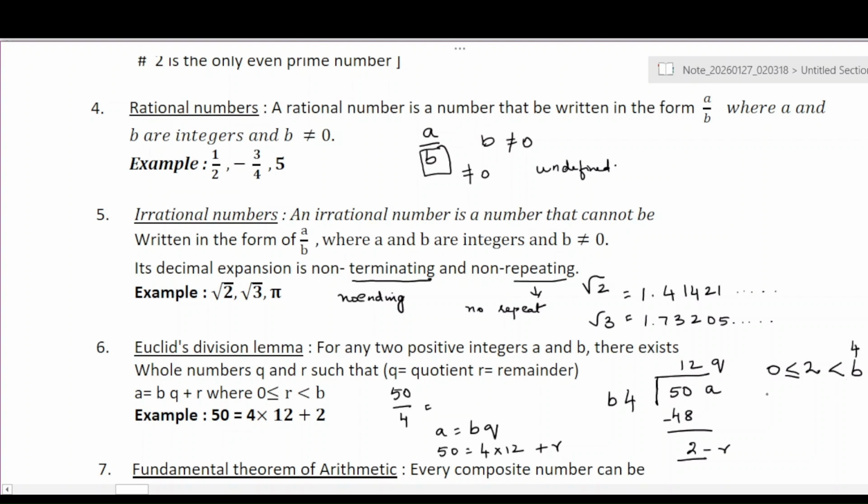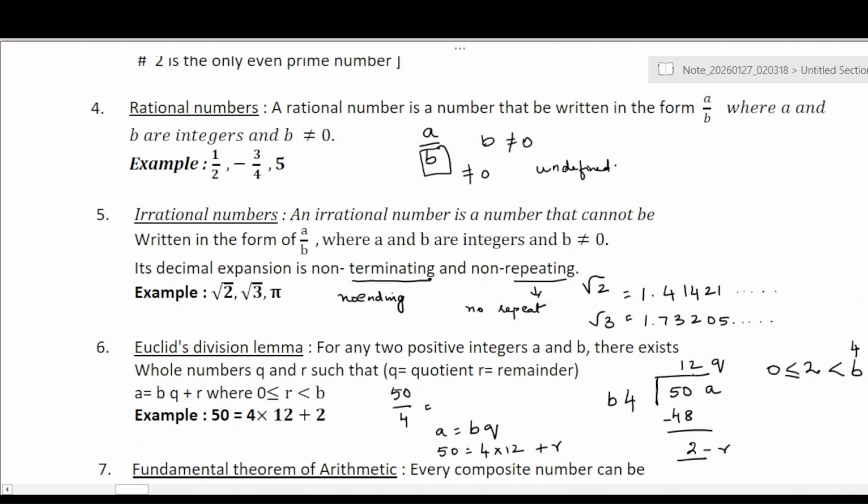Just imagine you have the remainder 2 here. The remainder can be 0, like if it is exactly 48, it will be 0. Then for 49, it will be remainder 1. For 50, remainder 2. For 51, remainder 3. For 52, you will not get remainder 4.